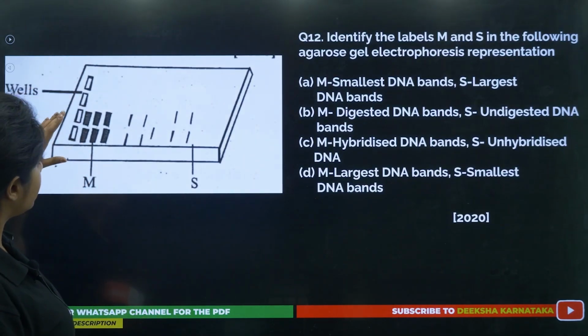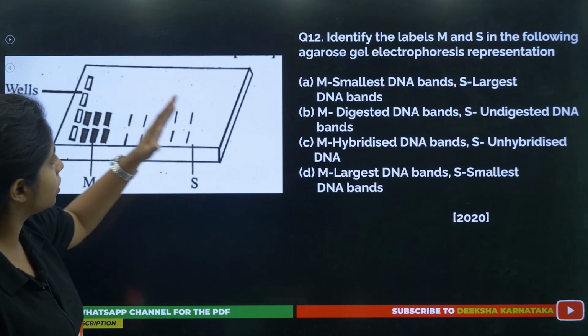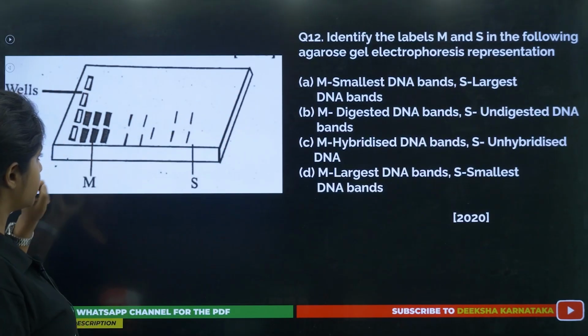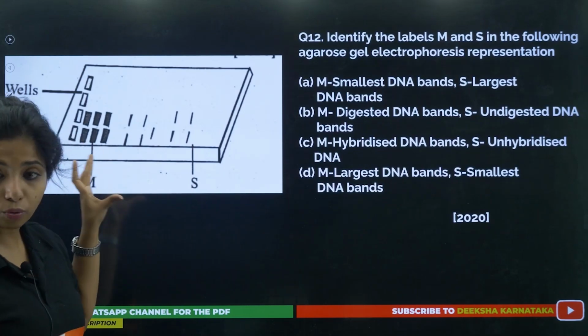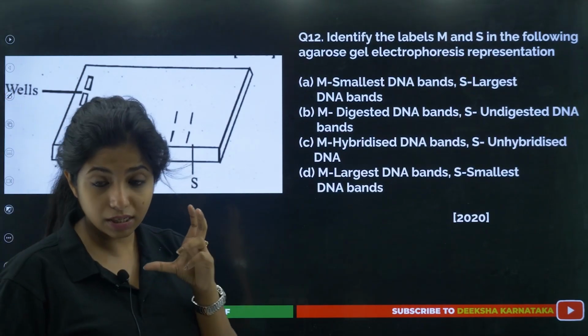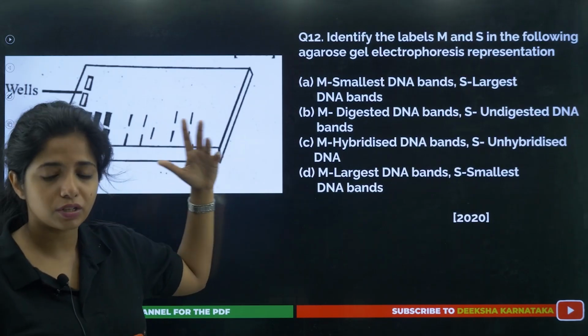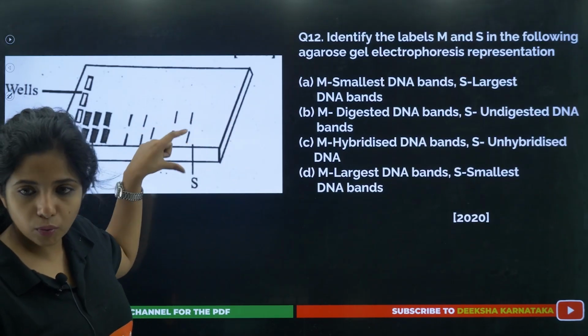Over here, this is the well, and you see things are moving from here to here. There is the S strand, there is the M strand. As I already told you, the larger size ones will stay back, and the smaller size ones will be moving faster. So over here you will be finding the smaller size one.